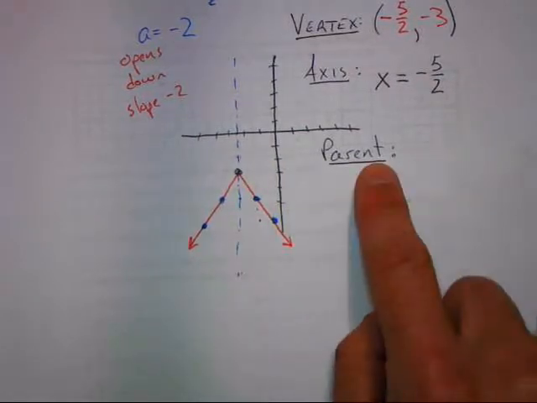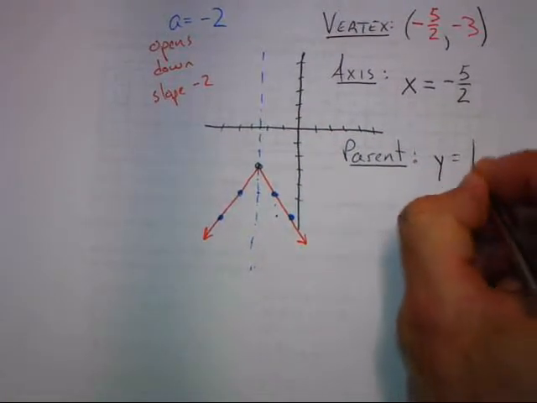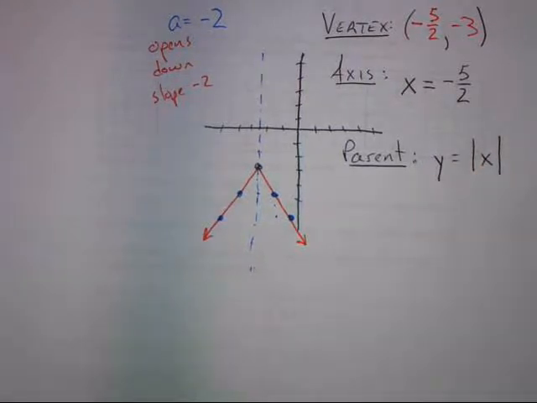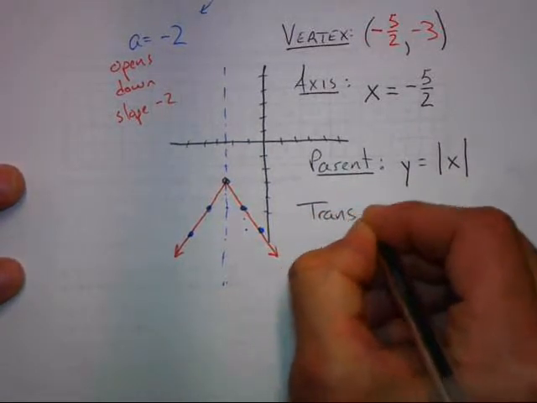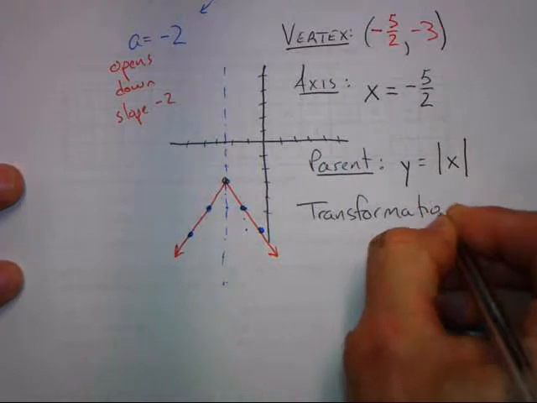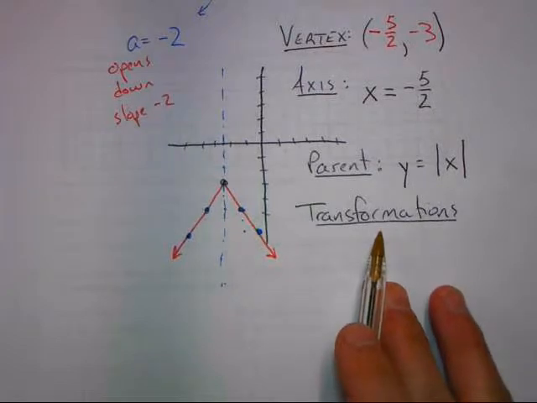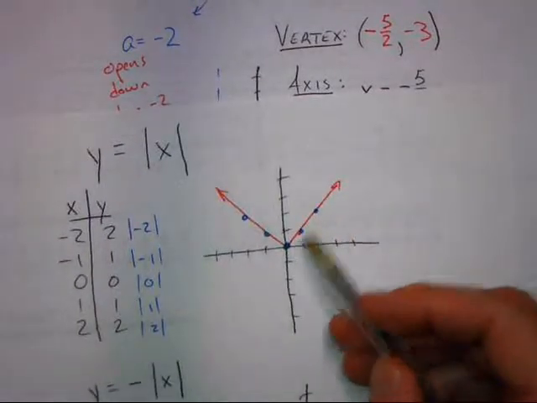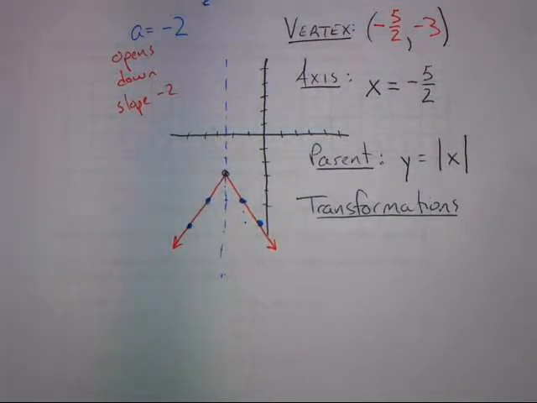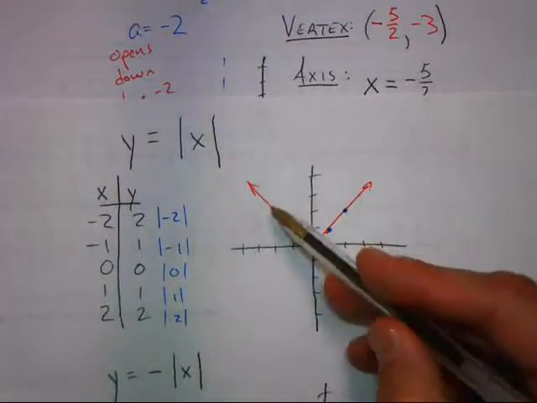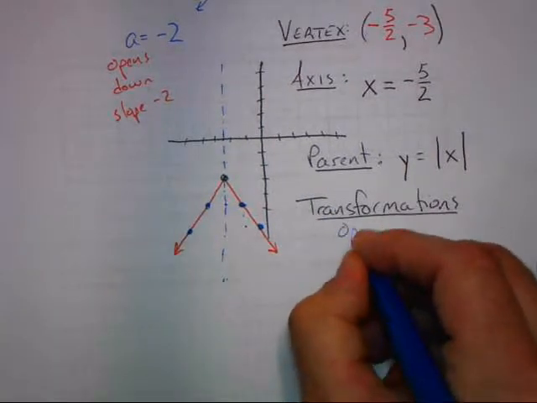Okay, so we know the parent function of any absolute value graph is y equals the absolute value of x. If we know that as the parent function, what we can do now is identify all of the transformations from the parent function to what we have graphed. So when I talk about transformations, we're going to talk about how this parent function turns into what we have graphed. So we can start with the basics. A parent function opens up, our graph opens down. So the transformation would be opening down.